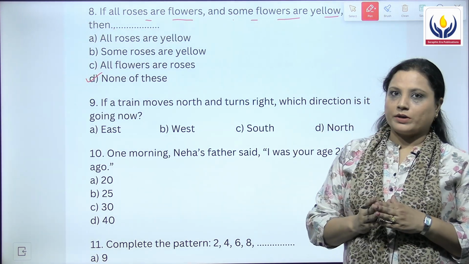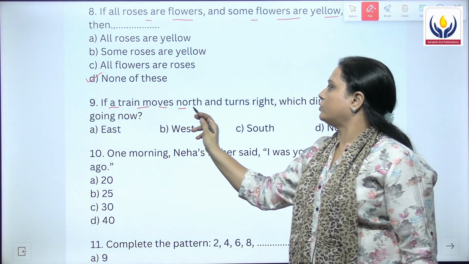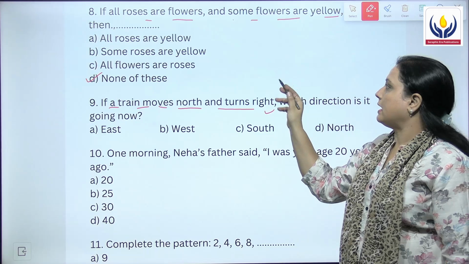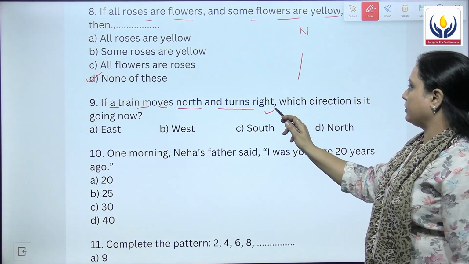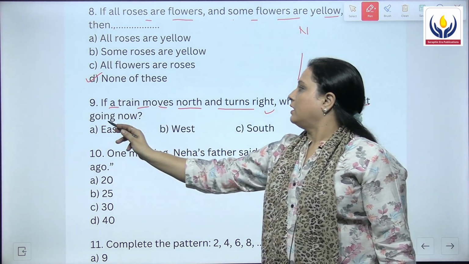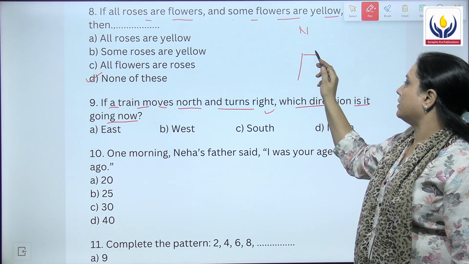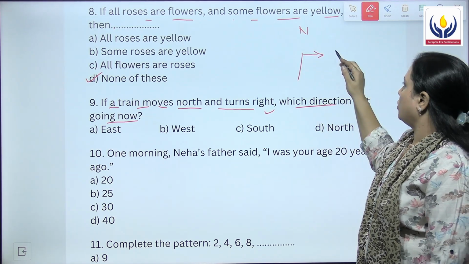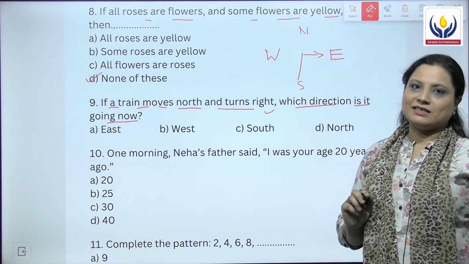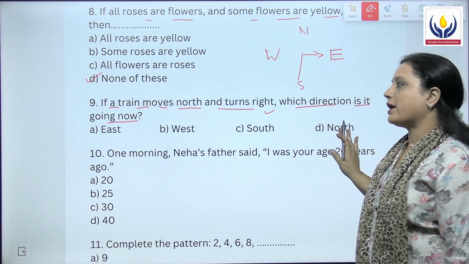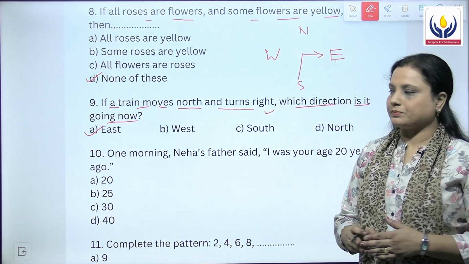Then we have the next question, that is the ninth question, and it says, if a train moves north and turns right, that is, if a train is moving towards the north direction, which direction is it going now? And it is turning at the right direction, then it will turn to the right. So what is the direction this side? We have east here. So what will be your answer? The answer for 9th question will be east.